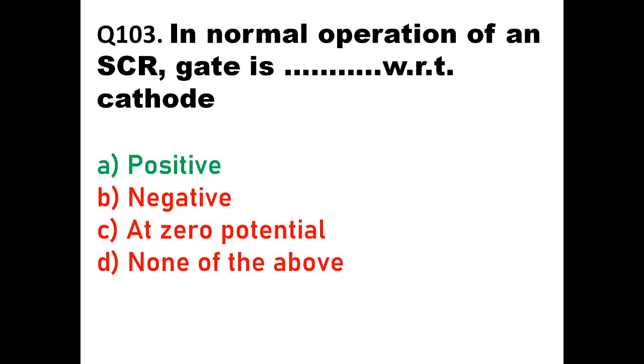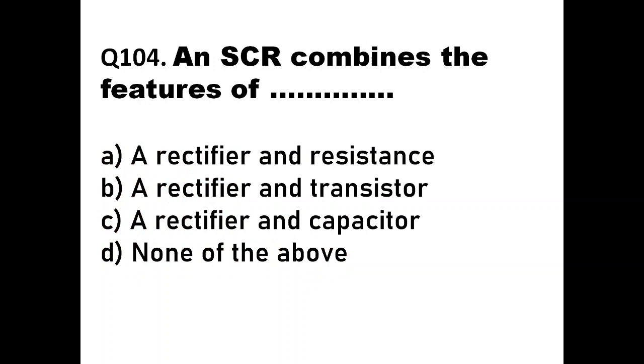Okay. Then we will go to the next question, question number 104. An SCR combines the features of. Now if you see the name SCR, R means rectifier, silicon controlled rectifier. If anode is made positive with respect to cathode, you can turn on the SCR. If you decrease that voltage, you can turn off the SCR. So it can be used as a switch also, like a transistor. That means option B, it can be used as a rectifier and a transistor, or it is a combination of rectifier and transistor, is the correct answer. So answer B, an SCR combines the features of a rectifier and transistor.